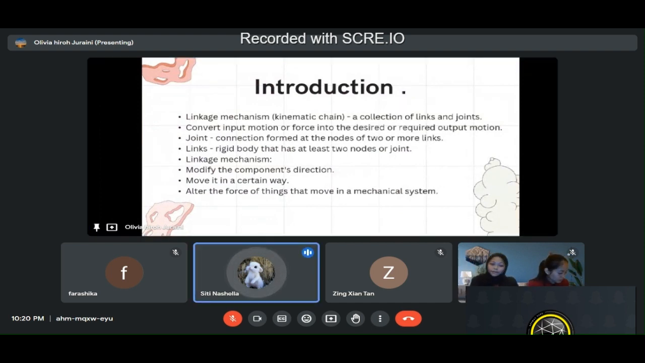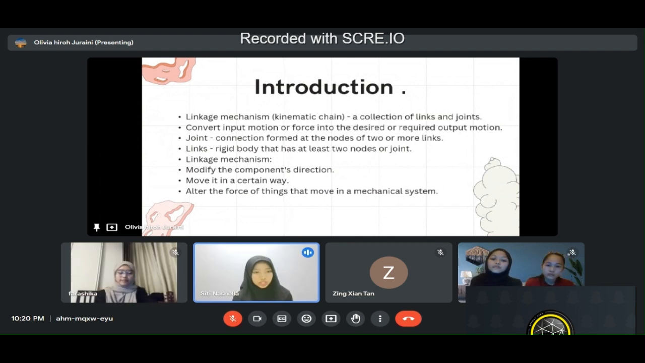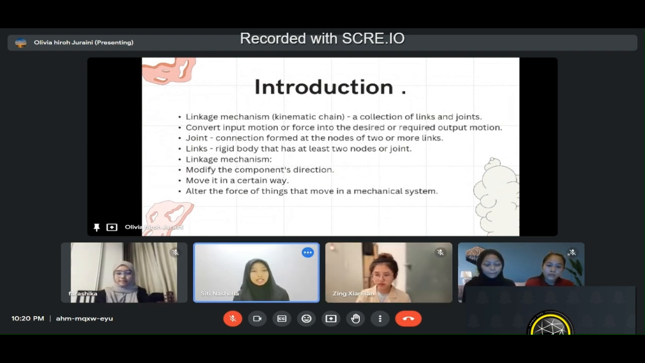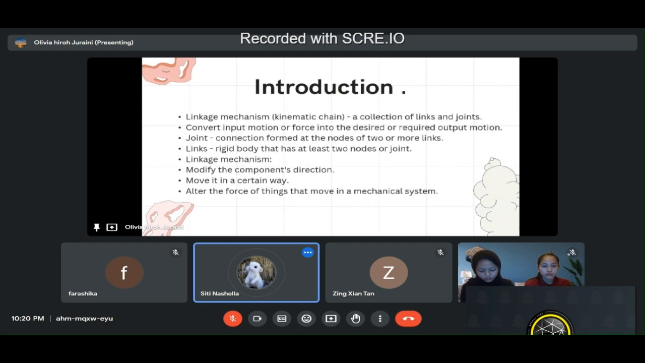Okay, so first I will introduce what linkage is. Linkage, also known as a kinematic chain, is a collection of links and joints. It can convert input motion or force into the desired or required output motion. To make it simple, linkage means something like a connection. If there is linking, or the fact of being linked, that is a linkage.